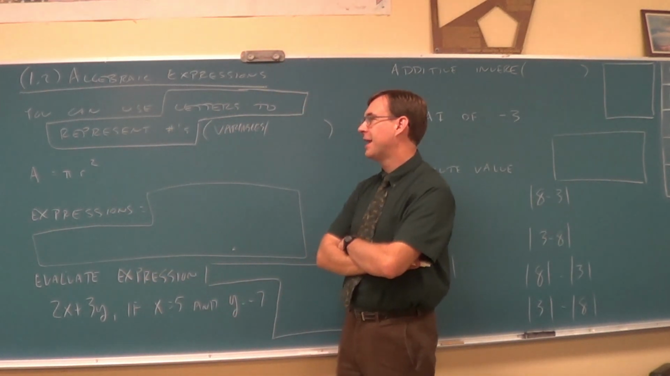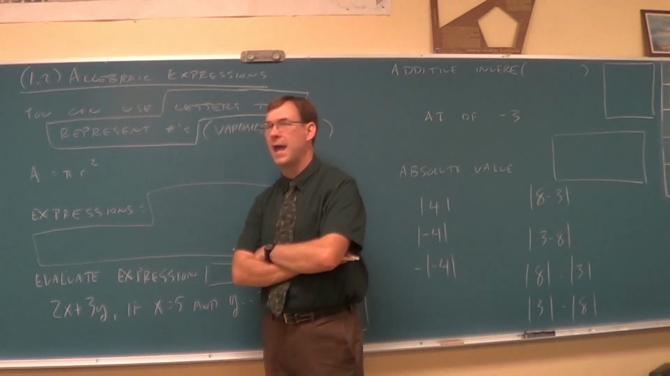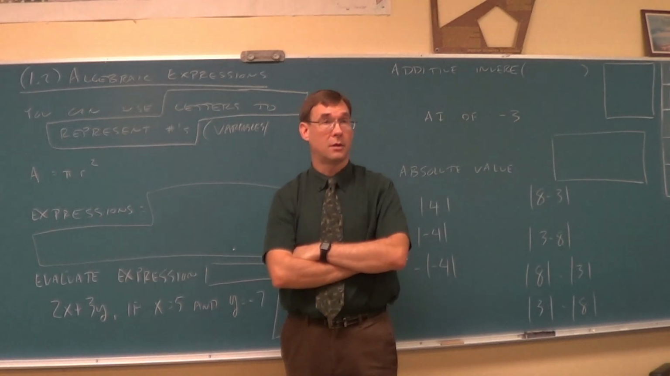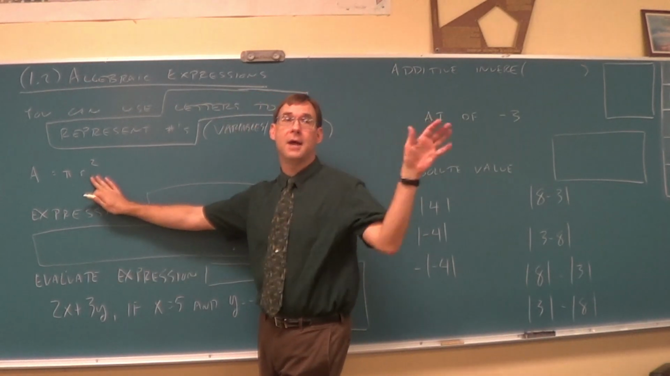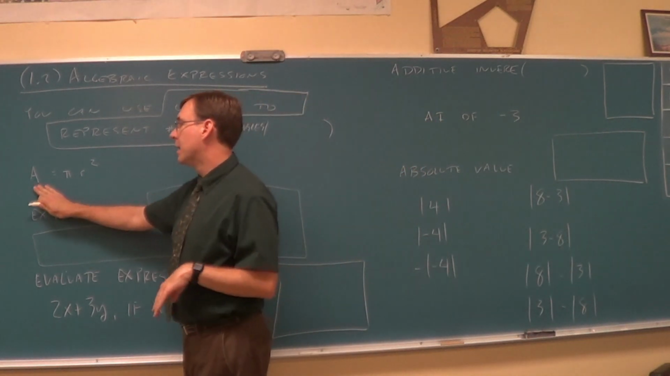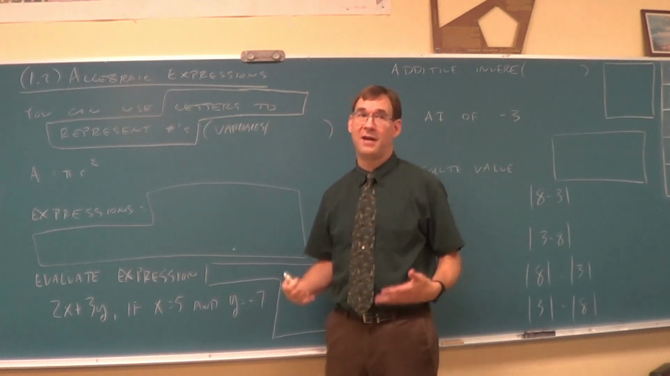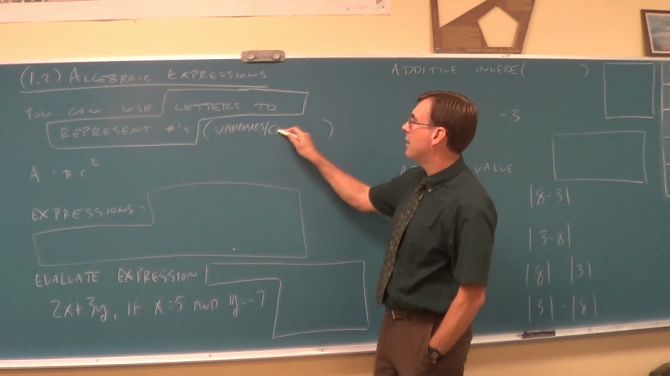So now that we know that answer, can anybody tell me why is pi not a variable, but A and R are variables? A's and R's could be any number, but pi is already a number. That is correct. The R could be literally any number in the world. The A could be any number in the world. Pi is pi, 3.1415. There's no changeability to pi. So not every letter is a variable.